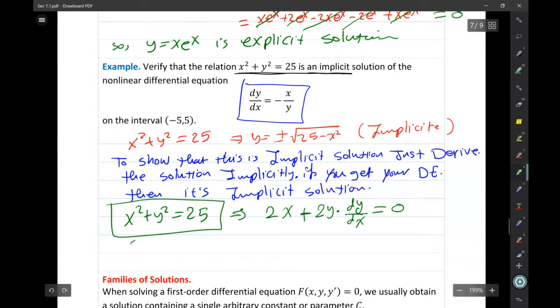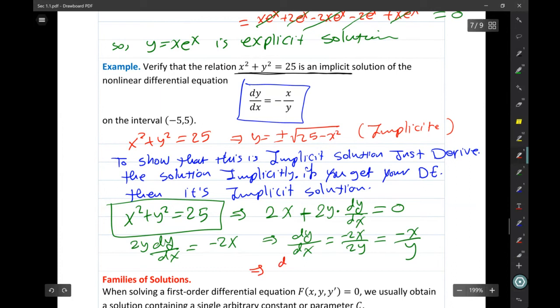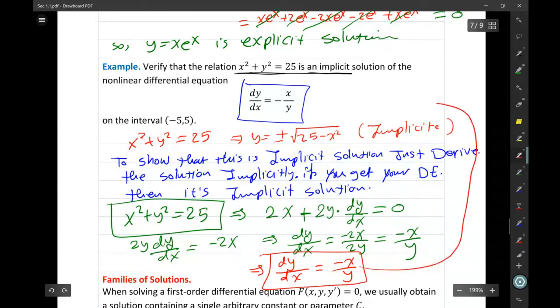Take 2x to the other side, becomes 2y dy/dx is equal to minus 2x. Divide by 2y, becomes dy/dx is equal to minus 2x divided by 2y, which is equal to minus x over y. That's what we got here when we derived the solution implicitly. I've got dy/dx equal to minus x over y, which is my differential equation.